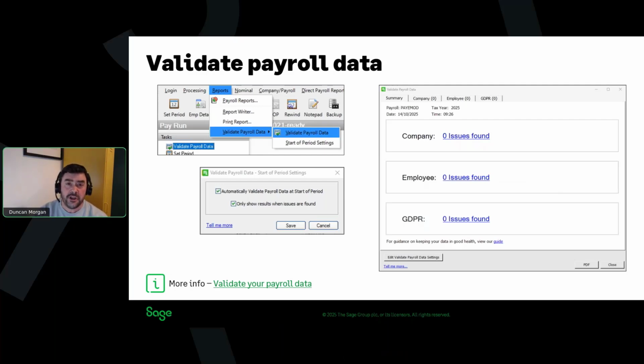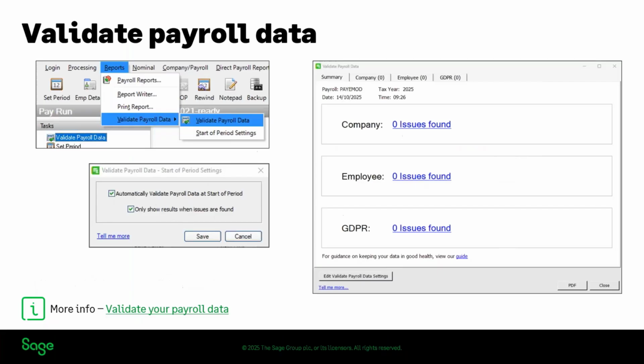So I want to quickly show you how to run this manually and how to switch it on so it automatically runs at start of period. And ideally, you're looking for results where it says no issues found, as you can see there on the screenshot. So a quick look at this in the demo.